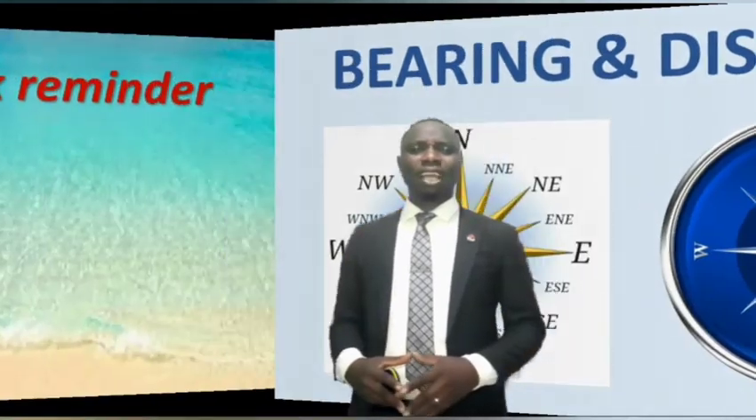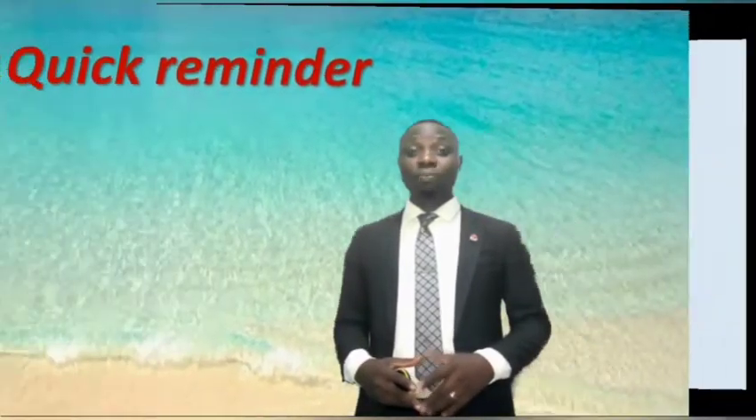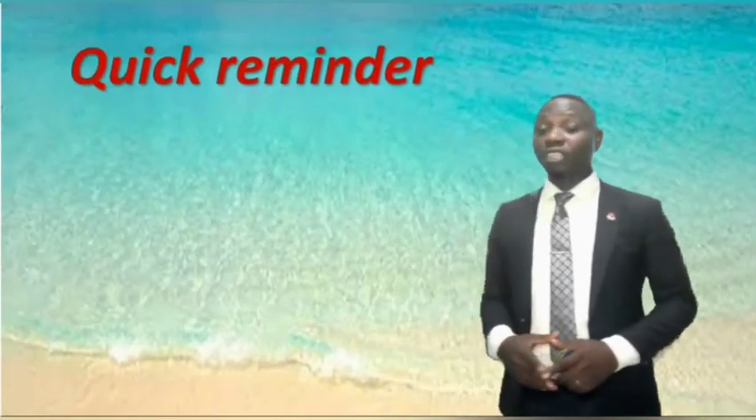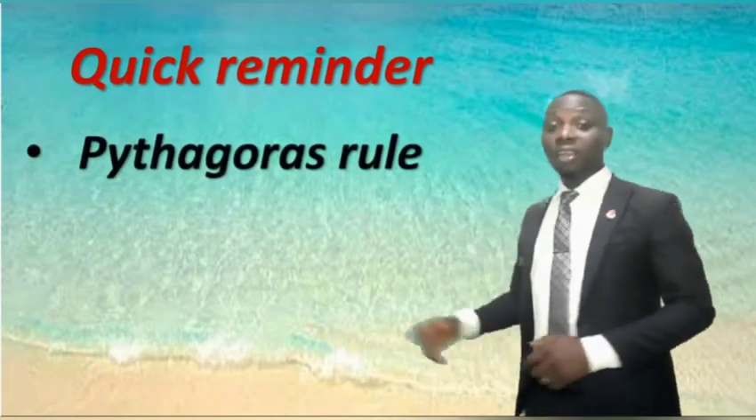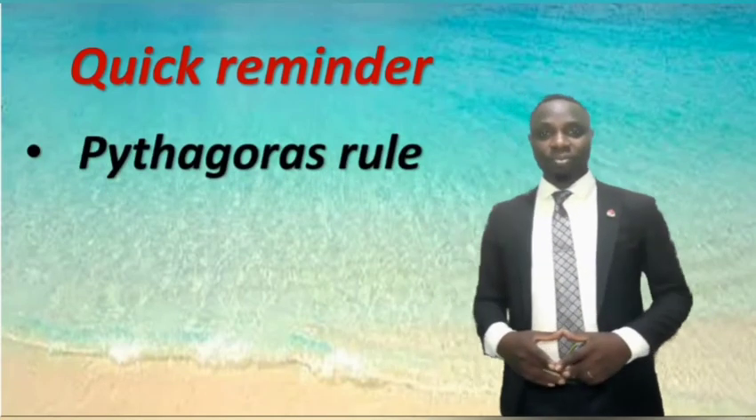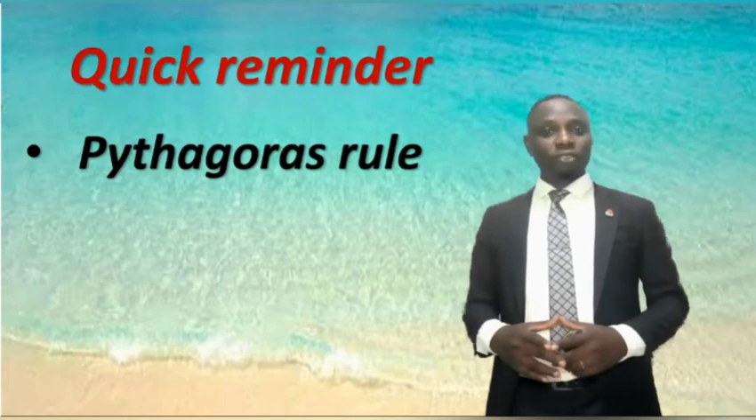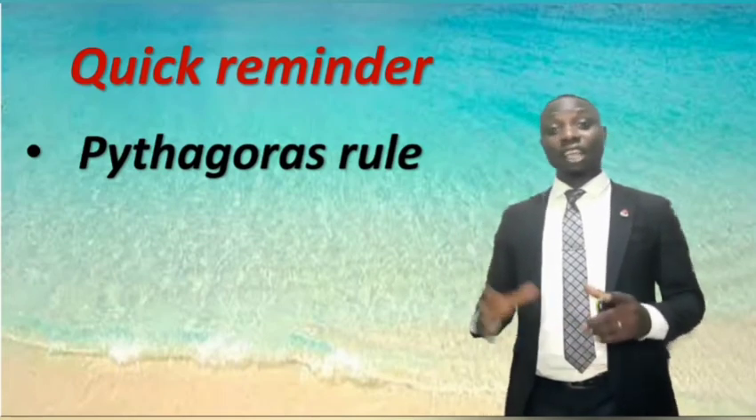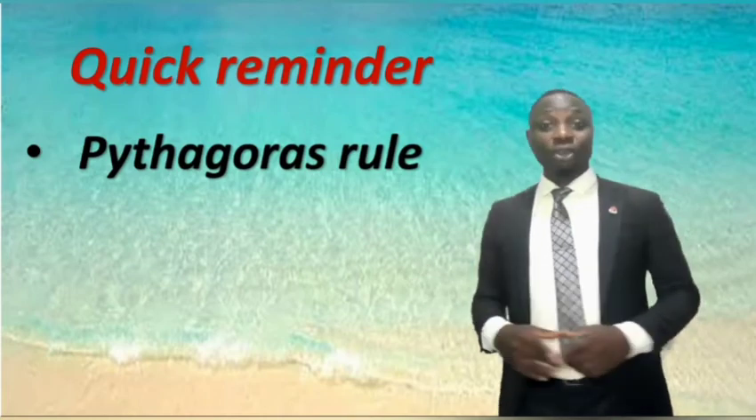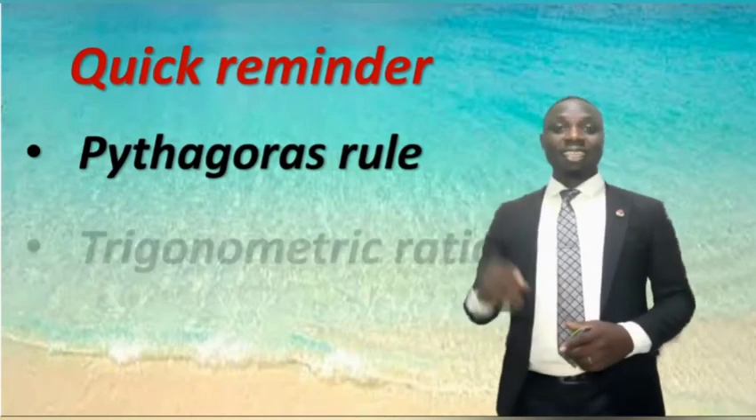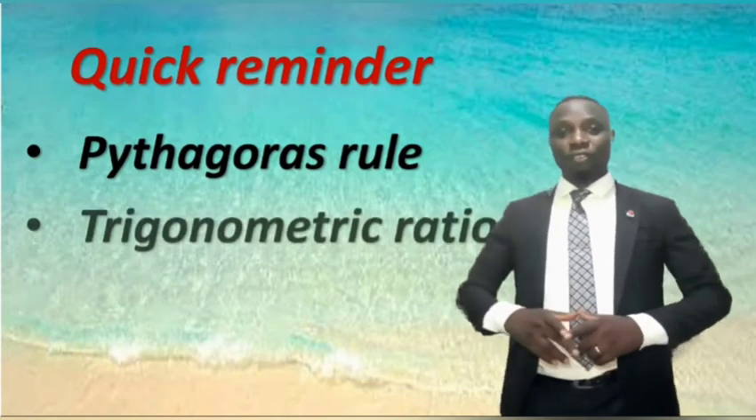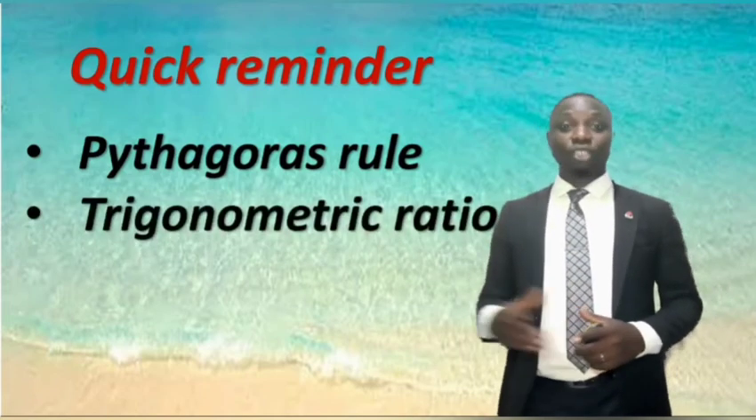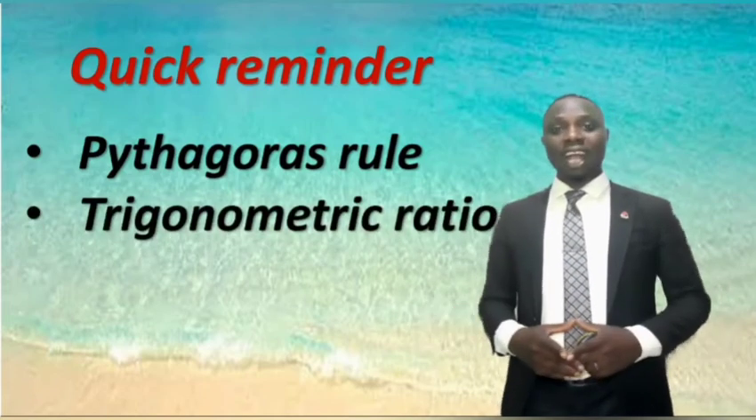Now, a quick reminder of what we did talk about in previous classes. We've talked about the Pythagoras rule. The Pythagoras rule can be used to find the side of a right-angled triangle provided the other two sides are given. Now, the Pythagoras rule states that the square of the longest side of a right-angled triangle equals the sum of the squares of the other two sides.